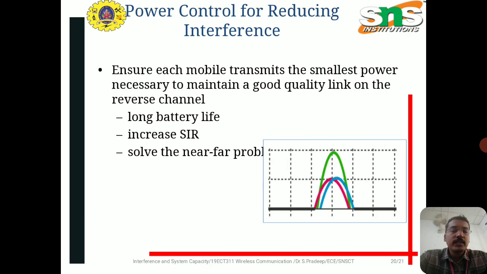Power control for reducing interference. In this, ensure each mobile transmits the smallest power necessary to maintain a good quality link on the reverse channel. Power control for reducing interference gives long battery life, increases SIR, and solves the near-far effect problem.